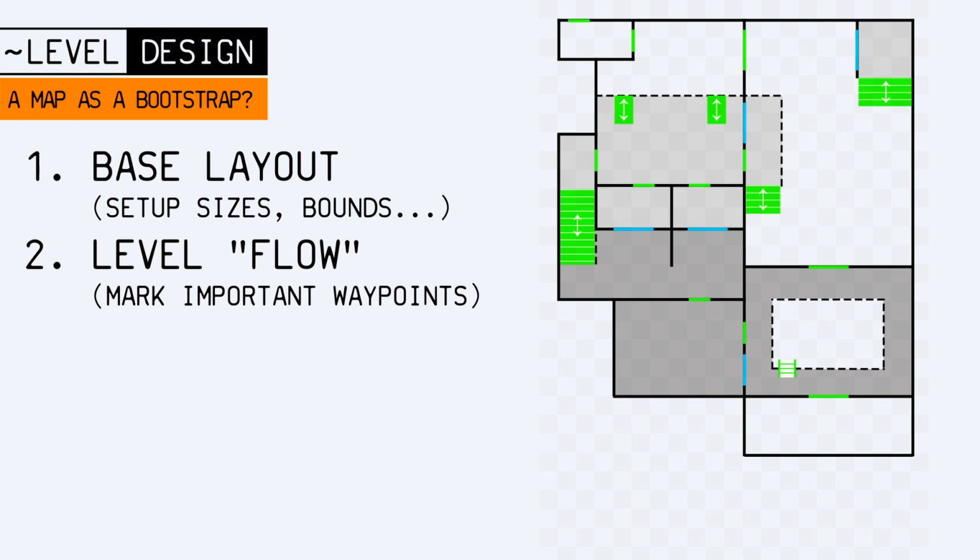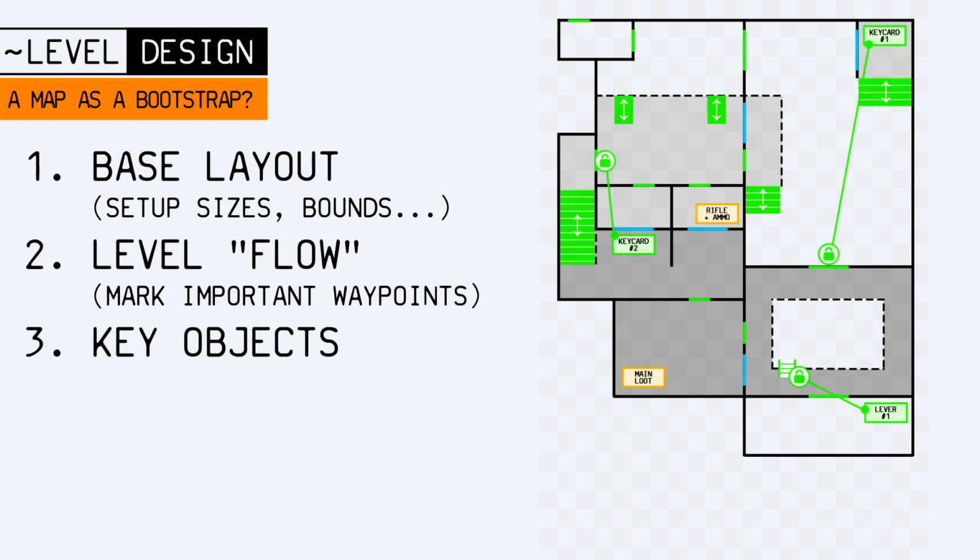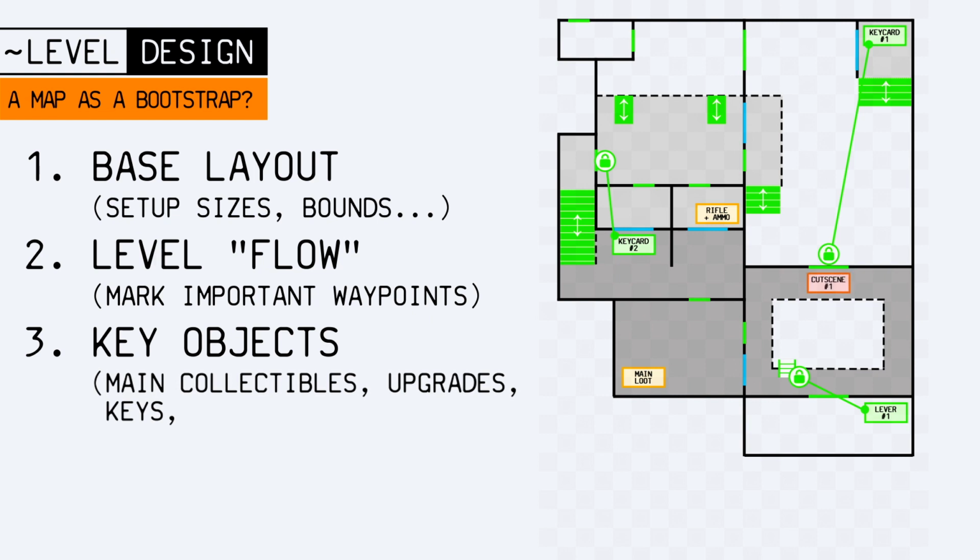Another valuable layer of information is the map of the key objects the player will pick up or interact with as she explores the level. For example, this can be the end objective, if your mission goal is to collect something, a specific weapon upgrade, or a key that unlocks another part of the level. You can also include important events, characters or cutscenes that serve the narration.